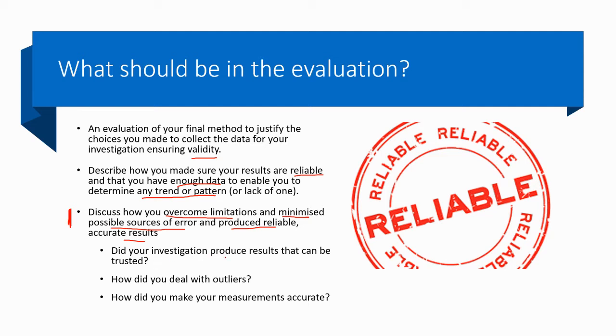Did your investigation produce results that can be trusted? How did you deal with outliers, things that didn't fit into the pattern? Did you leave them out? Did you repeat your experiment? And what did you do to make sure that your measurements were accurate? What equipment did you use and how did you use it? Did you clean out between trials? What did you do, etc.?